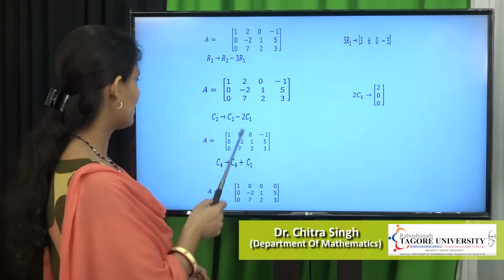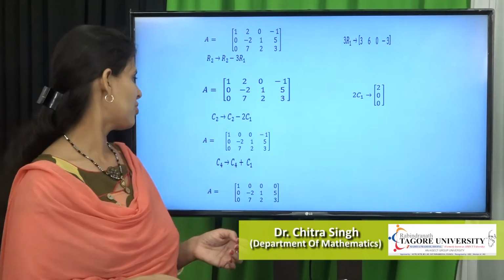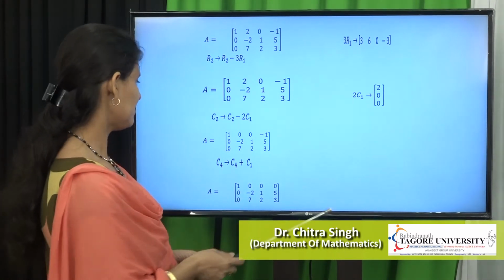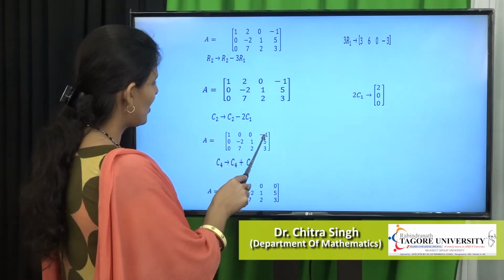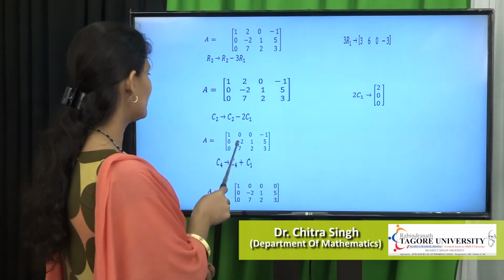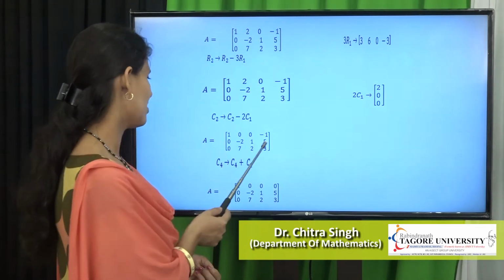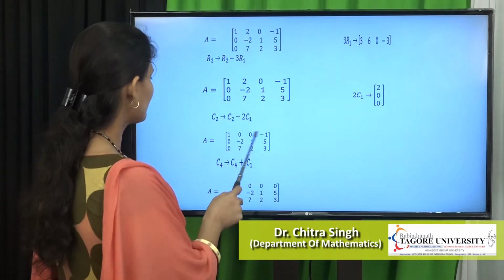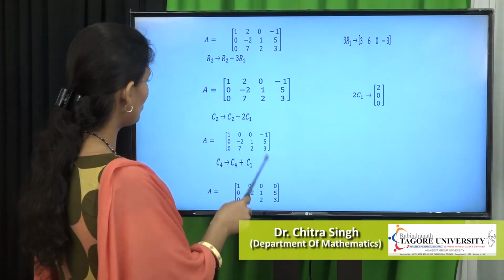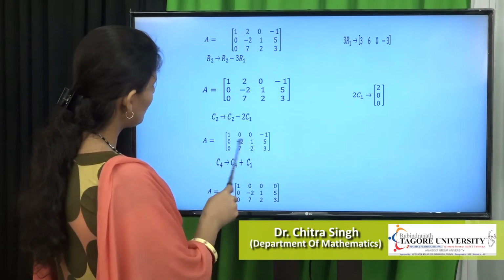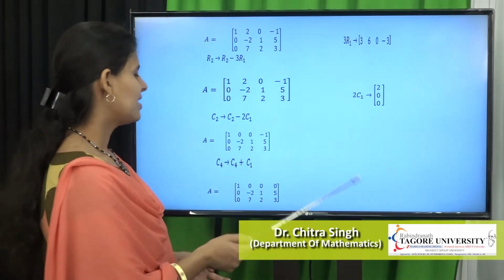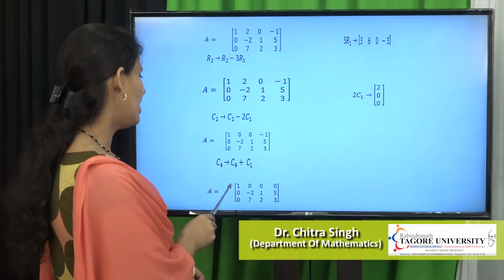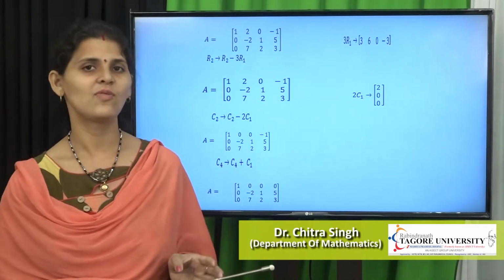Again you prepare the normal form of the matrix, so you make 0 in the C4 column. The first element of column C4 is minus 1 and the first element of column C1 is 1, so you add. So C4 tends to C4 plus C1. So you get C4: minus 1 plus 1, 0, 5 plus 0, 5, 3 plus 0, 3. Then you see that your first row and first column are 0, and the only diagonal element is 1.